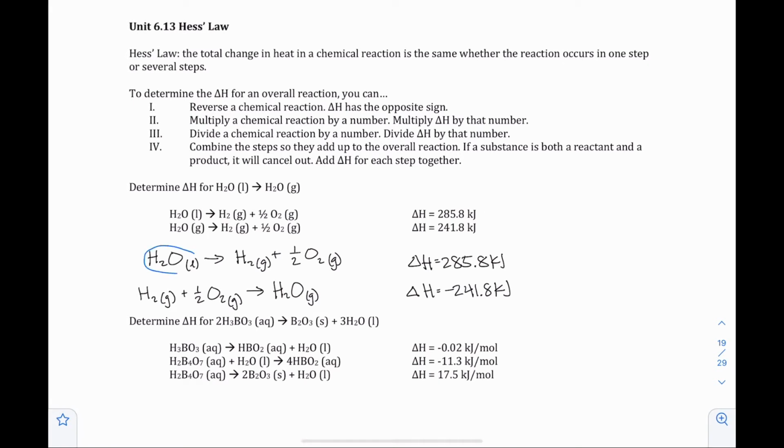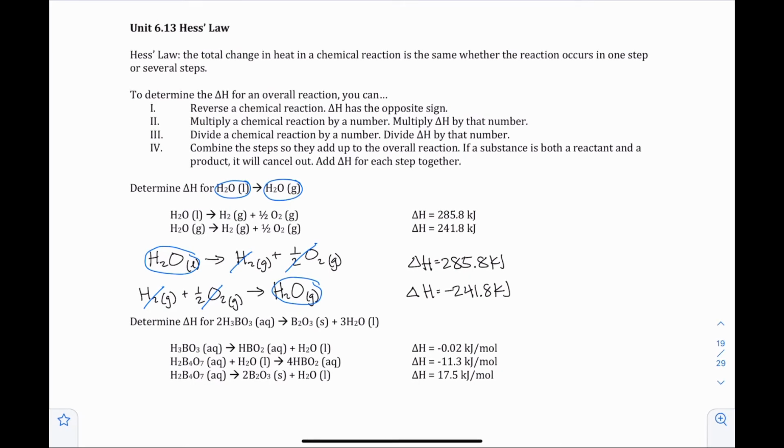Liquid water is already on the left side of the equation. And because I reversed my second step, gaseous water is now on the right side of my equation. Hydrogen and oxygen both cancel out because they're on opposite sides of the equation. And now my elementary steps are equal to my overall reaction.